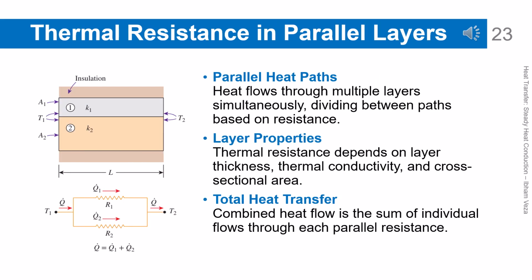Thermal resistance in parallel layers. In this configuration, heat flows through several paths simultaneously. The amount of heat flow in each path is determined by its resistance value. Layers with smaller resistance carry a larger portion of the heat. The total heat transfer rate is the sum of all parallel paths. This model is often used for walls with different materials arranged side by side.